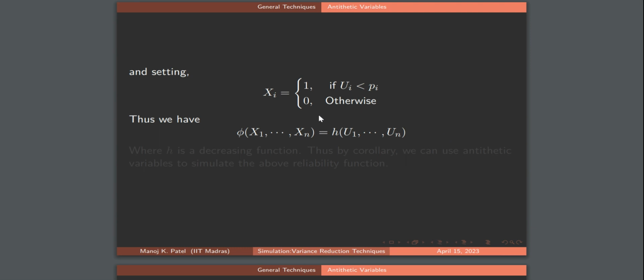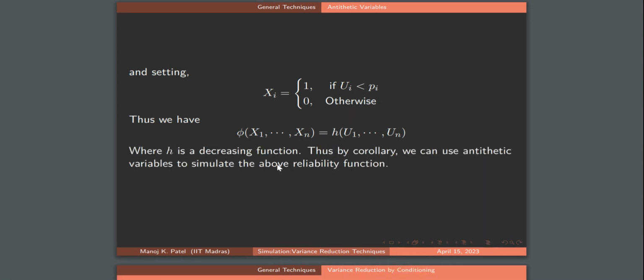So in this way, instead of using this phi as the estimator, we'll use h of u_n, and here h is a decreasing function because of this condition. That's why clearly we can use the antithetic variable to raise our reliability function.